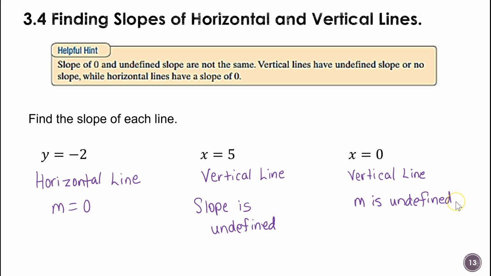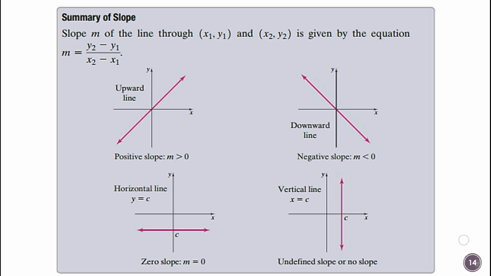Okay, and so that's just about slopes of horizontal and vertical lines. This is a summary of slope. It's giving you the formula, how you write your ordered pairs, what it looks like on the graph when the slope is positive, negative, 0, or undefined. And this would be a good thing to keep handy when you're working in this section because slope can be a little bit confusing for students.